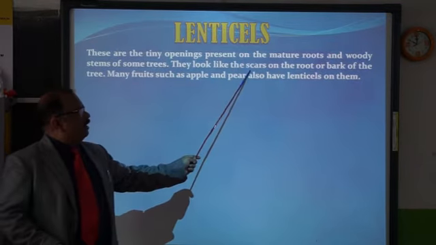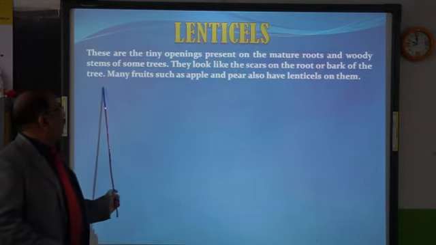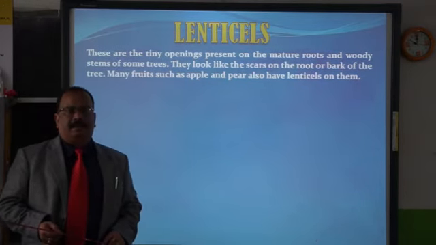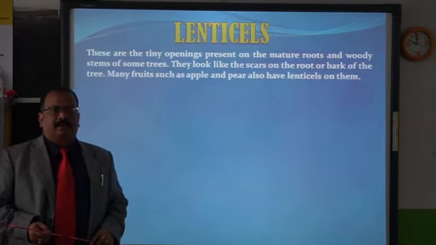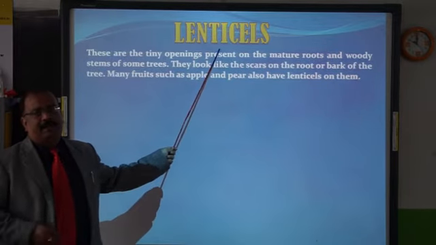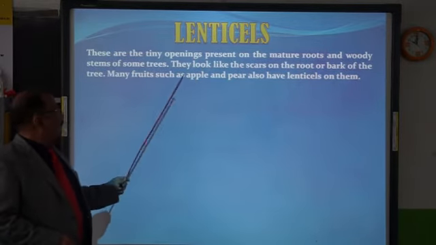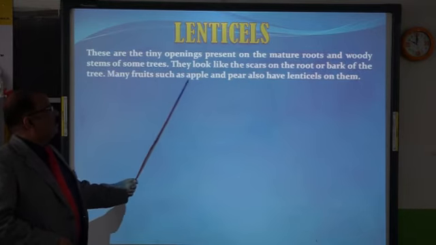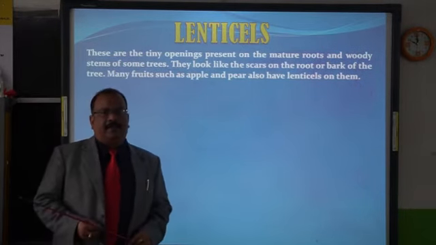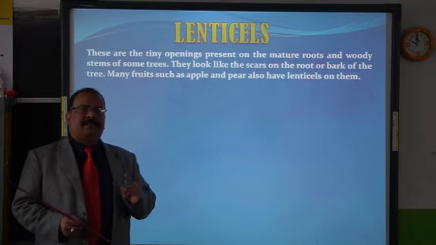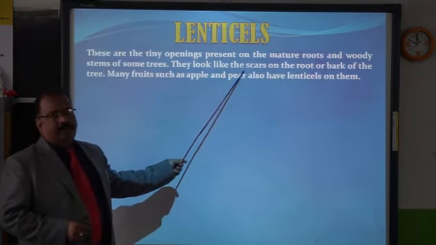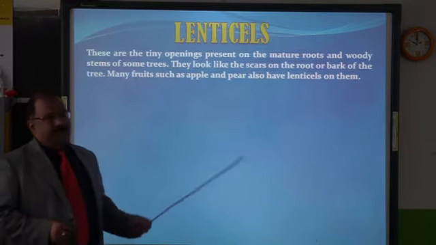They look like scars on the root or the bark of the trees. You can see some spots are there on the stem or the roots. In fact, these are the lenticels, the small holes through which exchange of gases takes place. Many fruits such as apple and pear also have lenticels on them. On the apple or pear you can find very small holes or the pores. These are nothing but lenticels.